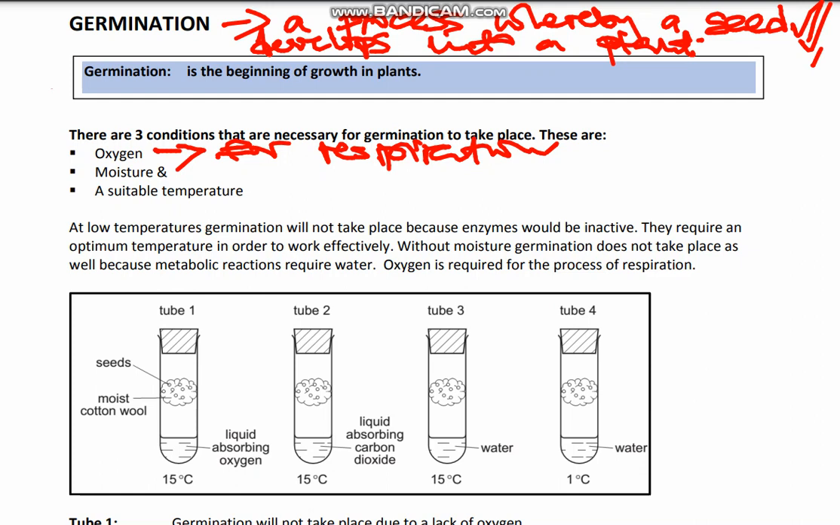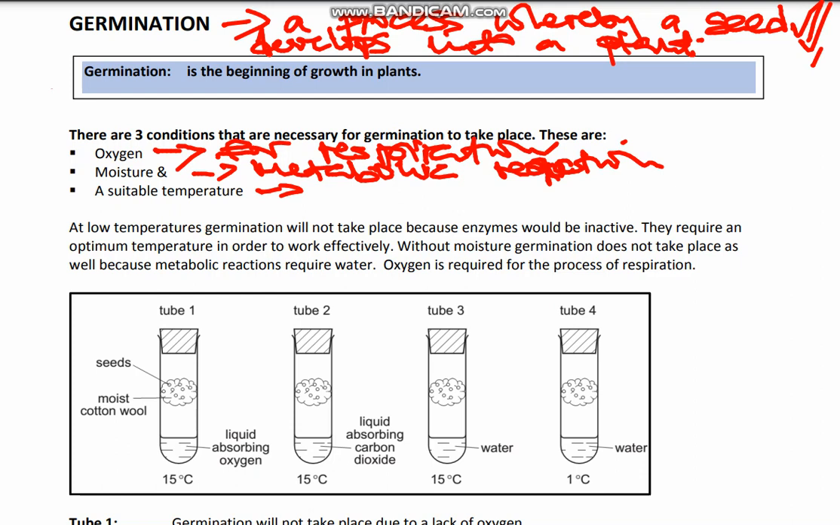Then we have moisture. Why is moisture important? Moisture is very important for what we call metabolic reactions. Let me write reactions here. So this is the significance of moisture for the process of germination, and we have suitable temperature.